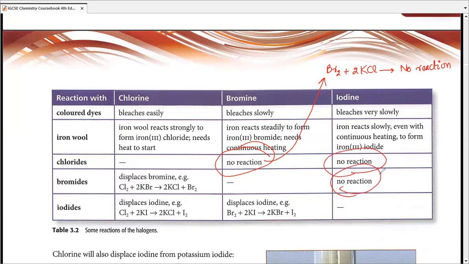If that does make sense to you, both of the times when you're going to see no reaction written next to the column of iodine for chlorine and bromine, you'd understand since iodine is the least reactive one, it cannot displace either chlorine or bromine from their salt solutions. Why? Because iodine is less reactive.